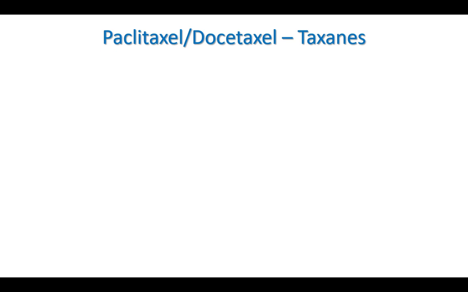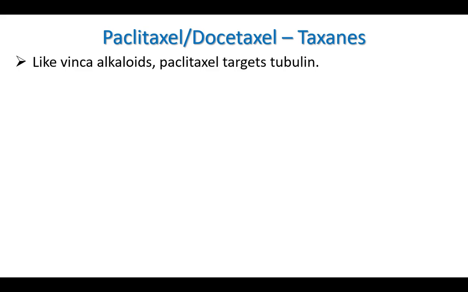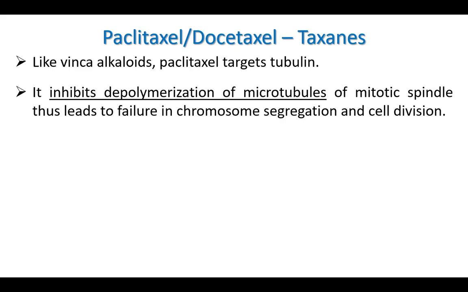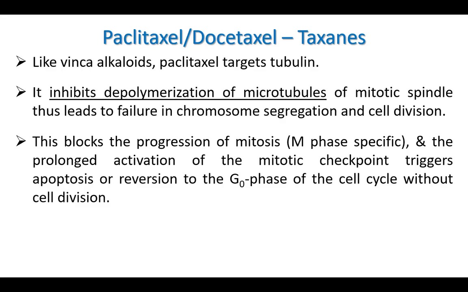The last chemotherapy drugs that we are going to talk about are the taxanes, paclitaxel and docetaxel. They target tubulin like vinca alkaloids, but unlike vinca alkaloids, they inhibit the depolymerization of the microtubules. So they hyperstabilize the mitotic spindle, the microtubules, and that's why it leads to the failure of chromosome segregation and cell division, and so it leads to the arrest of M phase, because there are always checkpoints during the cell cycle.